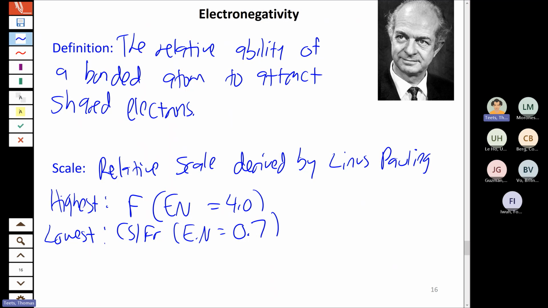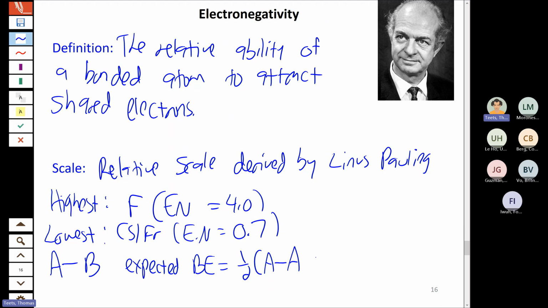So where does this scale come from? The way that it was derived is if you have a bond between two different atoms, A and B. Linus Pauling is the name of the person, yeah. So if you have two atoms bonded together, A and B, the expected bond energy, if the electrons were shared perfectly equally, would be the average of the two. So if there was perfect sharing of the two electrons, if you knew the bond energy for A with itself and you knew the bond energy for B with itself, the average of those two should be the bond energy of A and B.